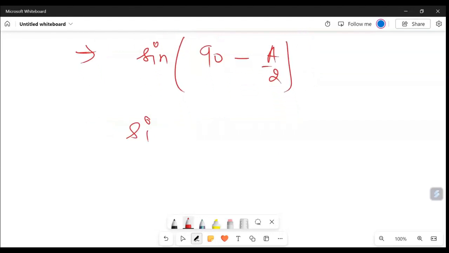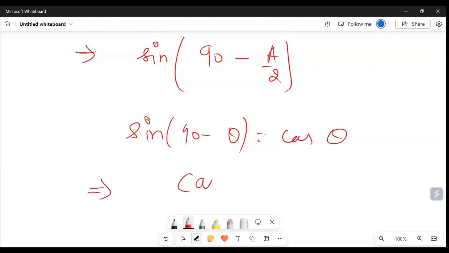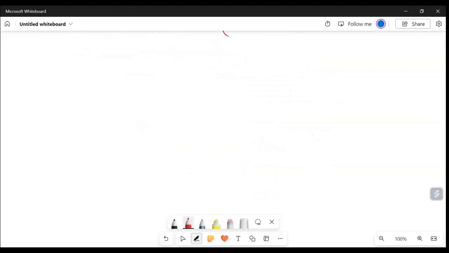Now we can use the identity. Sine 90 minus theta is what? Cos theta. So it can be written as cos A by 2. That is your RHS. I hope you get it. Hence proved.